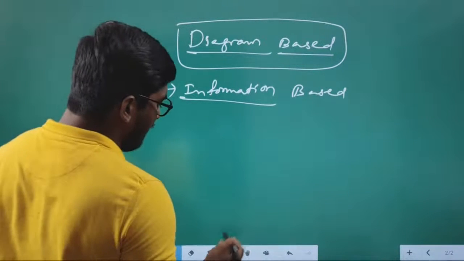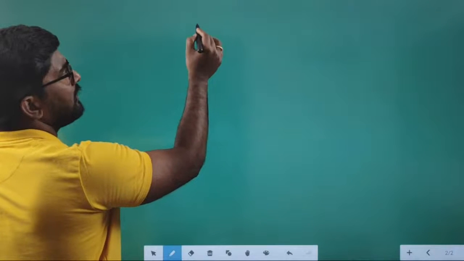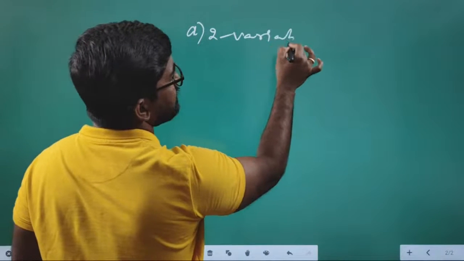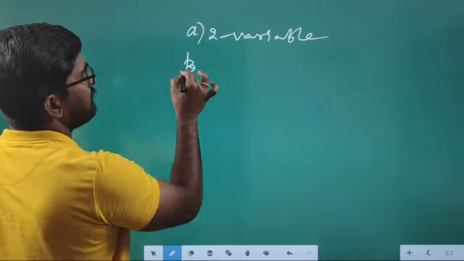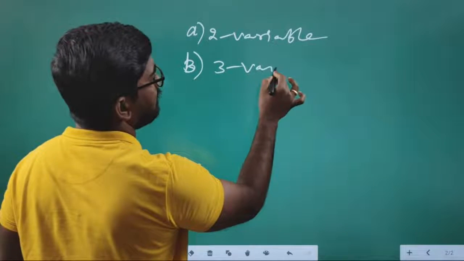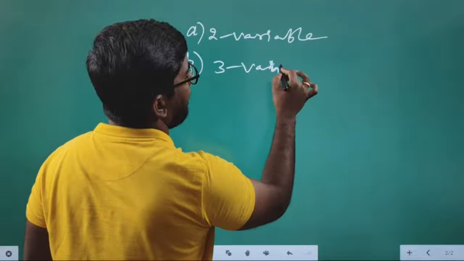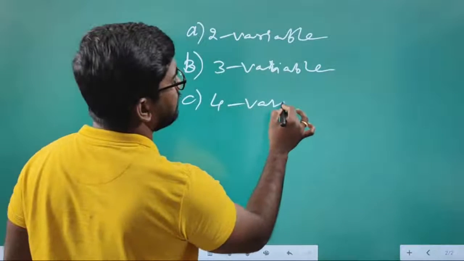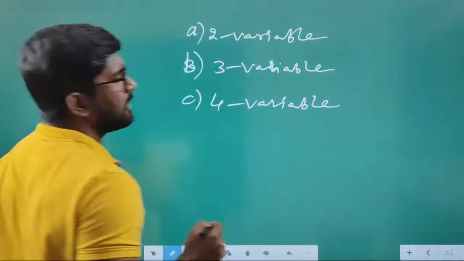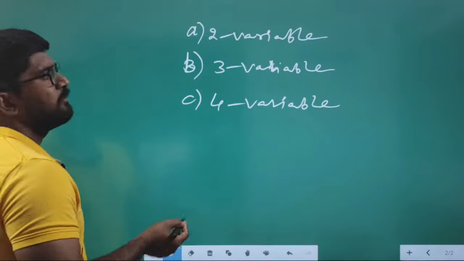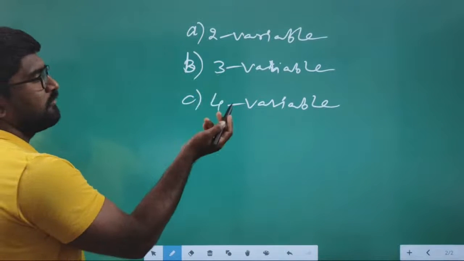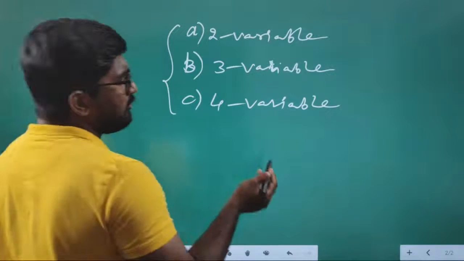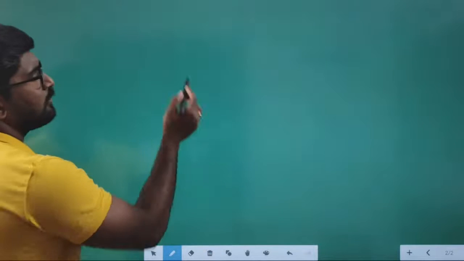So when it comes to diagram based questions, majorly you will get 2 variable questions, 3 variable questions, and sometimes you may get 4 variable questions as well. 4 variable maximum. You hardly get 5 variable, but whatever 2 variable, 3 variable, 4 variable, the diagram will be given to you already. Now normally in school days, let me draw a Venn diagram for 2 variables.